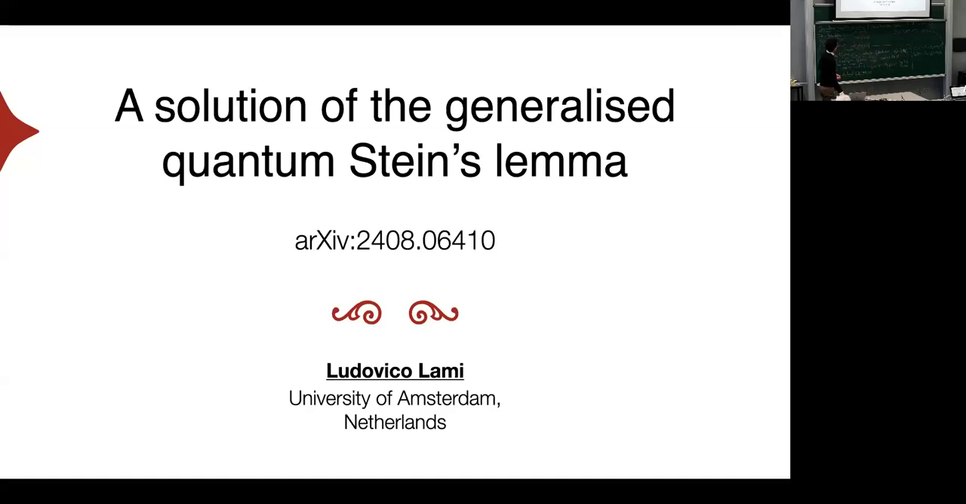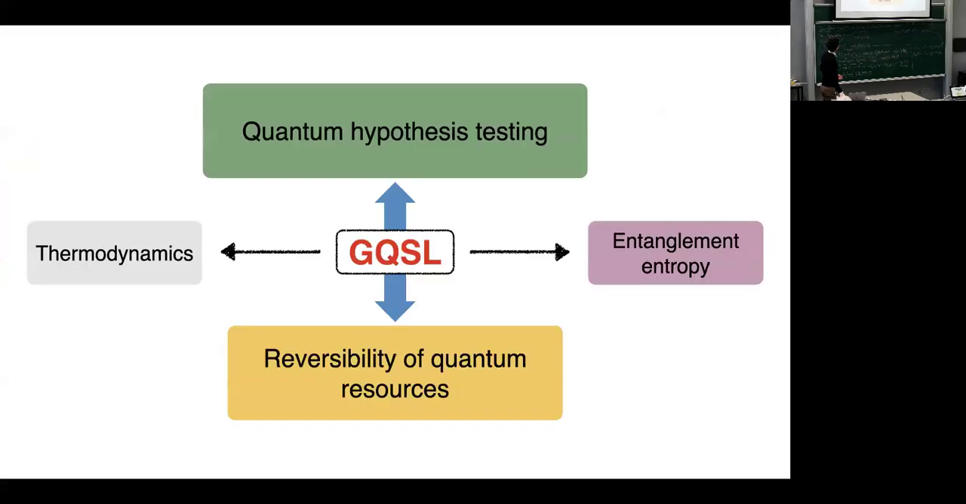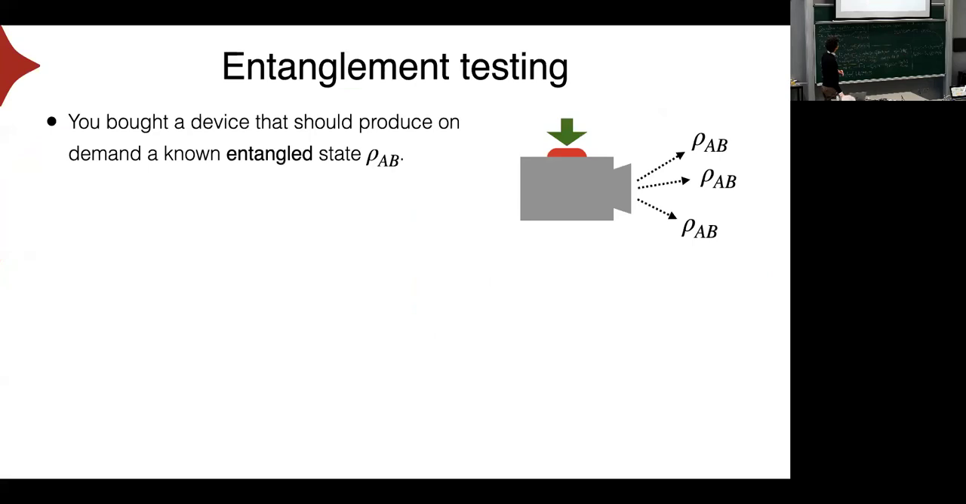Okay, right. So what's the generalized quantum Stein's lemma? This is the standard quantum Stein's lemma. The generalized one has to do with this setting in which, let's say, you bought a device that is promised to produce some bipartite entangled state rho AB, and you like that because you want to use it for your protocols, your QKD, whatever.